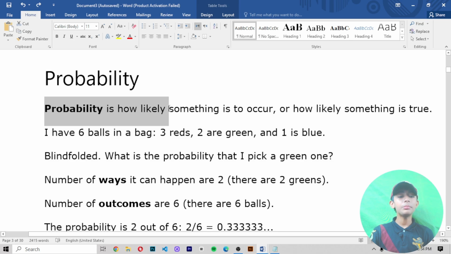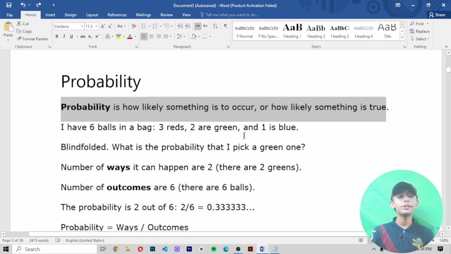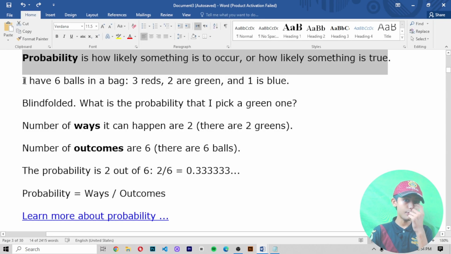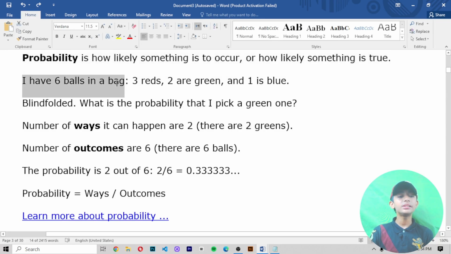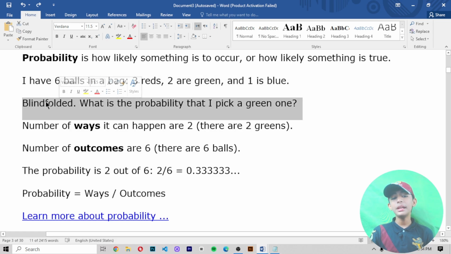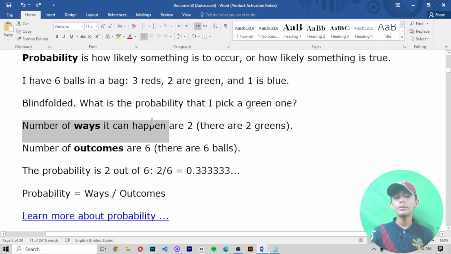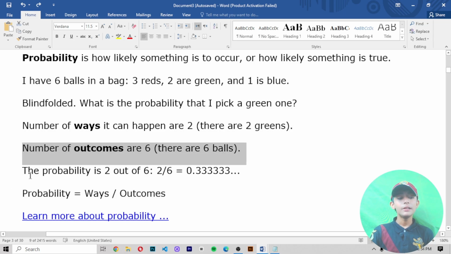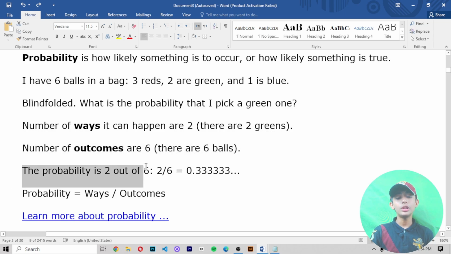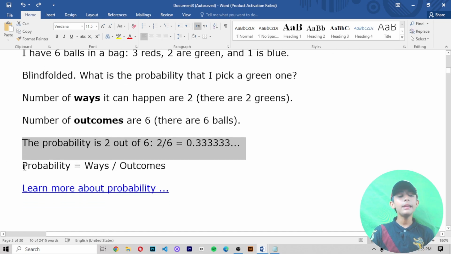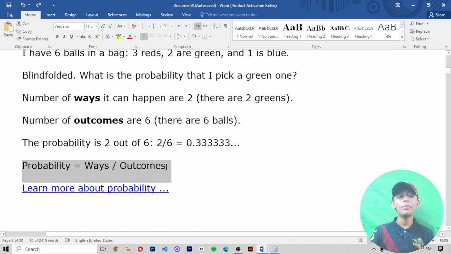Probability. Probability is how likely something is to occur, and how likely something is true. I have 6 balls in a bag: 3 red, 2 green and 1 blue. Blindfolded, what is the probability that I pick a green one? The number of ways it can happen is 2, since there are 2 greens. The number of outcomes is 6, since there are 6 balls. The probability is 2 out of 6, a ratio of 2/6, which equals 0.33333. Probability equals ways divided by outcomes.